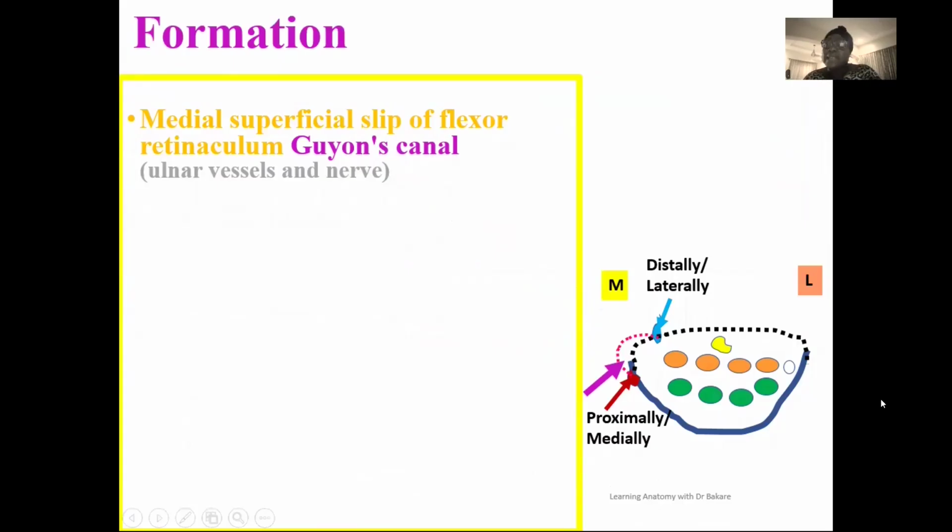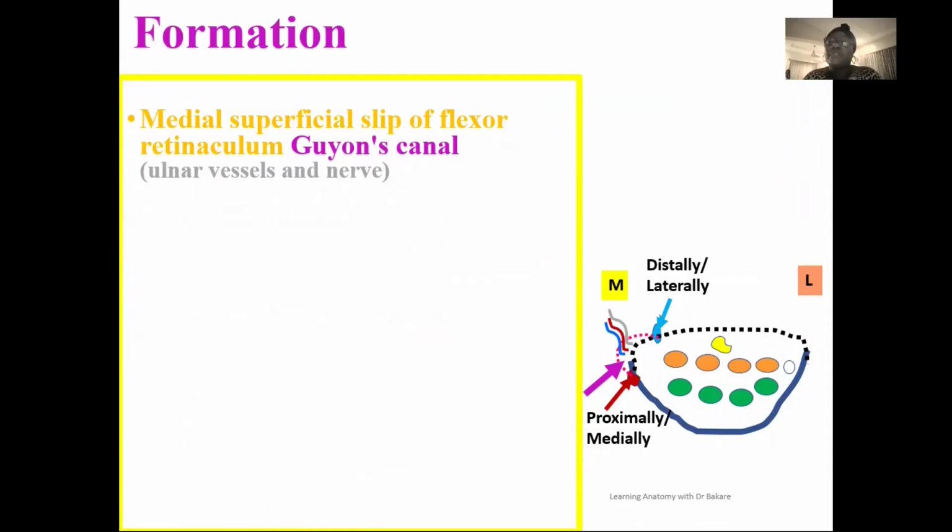We say that this canal can also be referred to as the ulnar canal, and this is because of the fact that it creates the passageway for the ulnar vessels and also the ulnar nerve. And this is what we have here around this point. So you see that around the medial side is where we have the creation of the Guyon's canal.